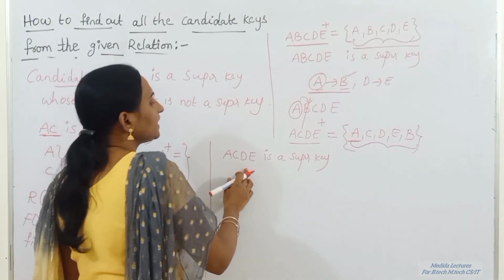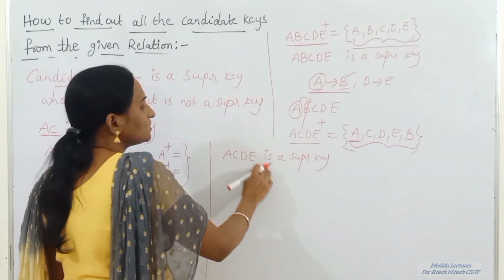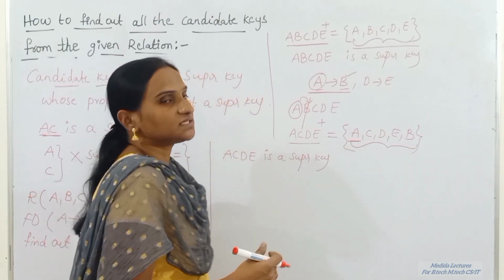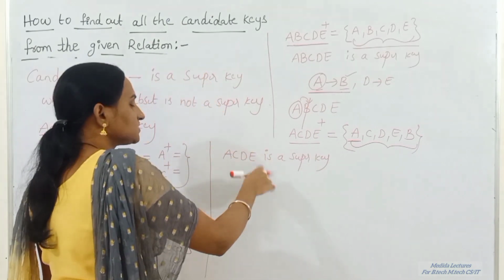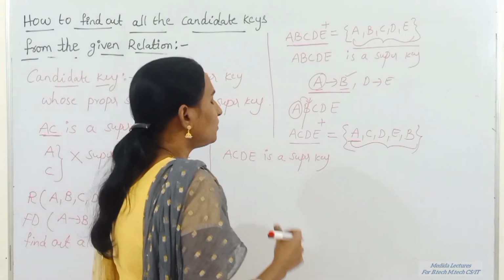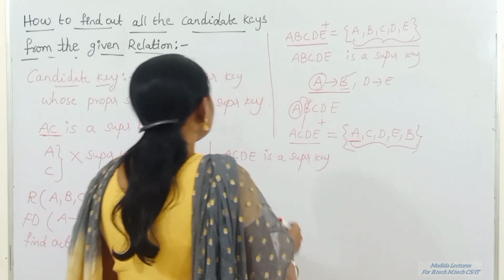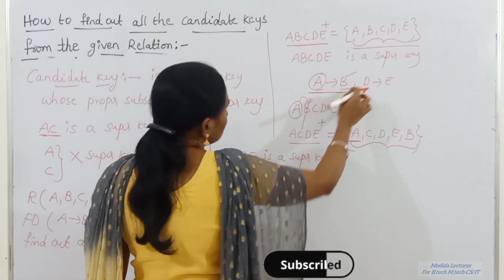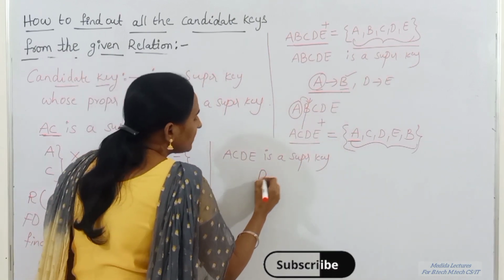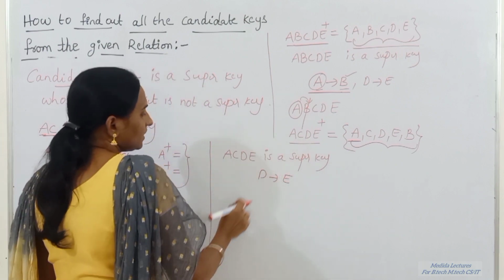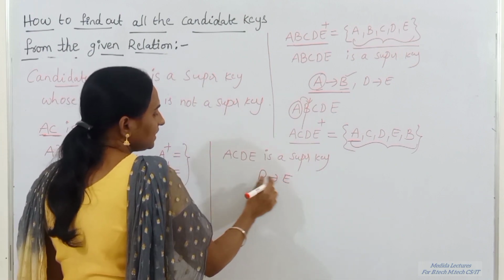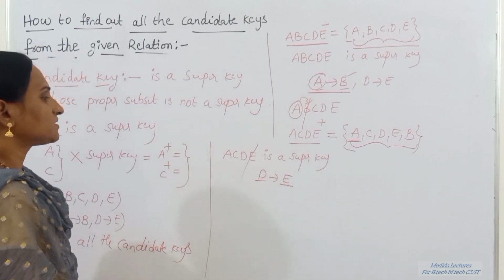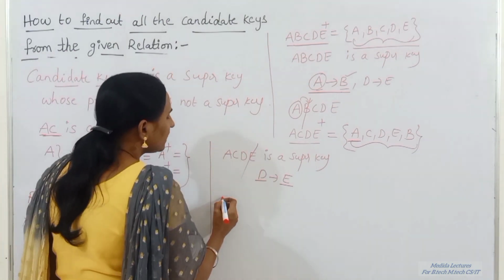Next we have to discard an attribute from this set of attributes. This process has to be repeated until no more attributes get discarded. So can I discard any attribute from this set? Yes, I can discard E, because the functional dependency D determines E is there. If you have D, then you can determine E. So I am discarding E.